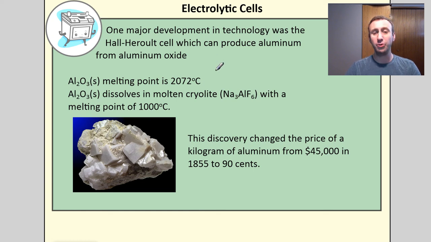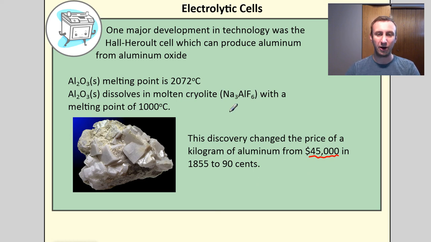So aluminum used to be a precious metal. They used to build statues out of aluminum, and it was like, oh my goodness, it's aluminum, because it was incredibly expensive. In 1855 it was $45,000 for a kilogram of aluminum. I mean, that's nothing, right, in terms of having a kilogram of a metal. It changed the price from $45,000 to only 90 cents, and that's it.